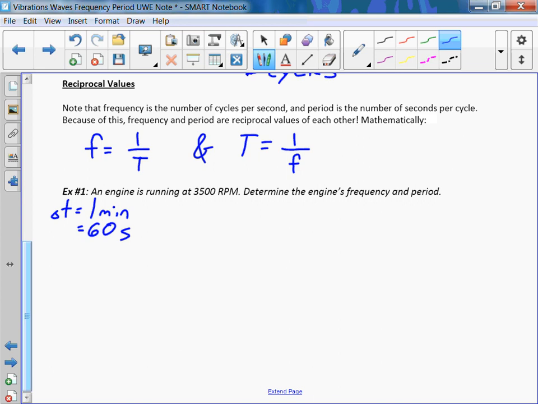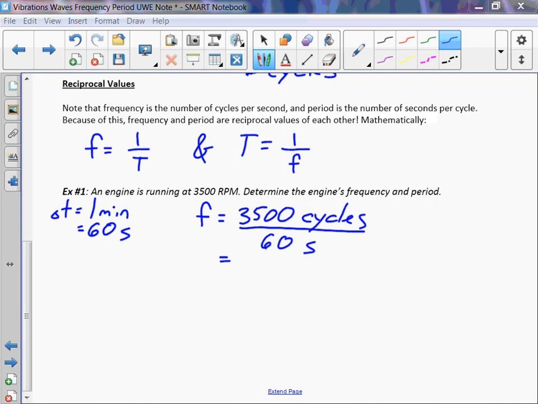So we want to figure out the frequency. Frequency is the total number of cycles, which is 3,500, over 60 seconds. I'm just going to pull up my calculator here and get the answer. All right, so that works out to 58.3 hertz.